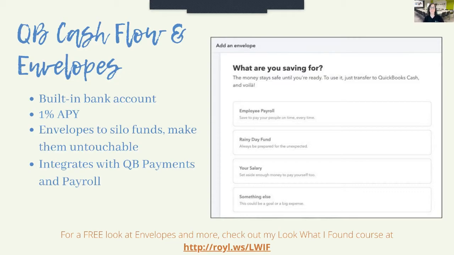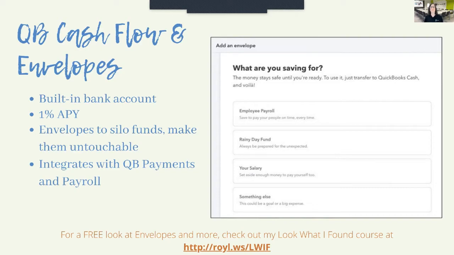This cash flow bank account is designed to be connected to your QuickBooks Payments merchant services and your payroll, although you don't have to, but that's the idea: you take the money in from your QuickBooks Payments and then you pay it out through payroll. This bank account gives you a 1% APY, so you're actually earning interest. Now, it's not much interest, but honestly, it's better than the interest I'm getting at Bank of America. So I do use this and integrate it into my workflows.